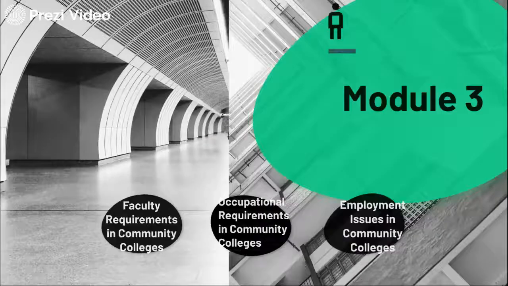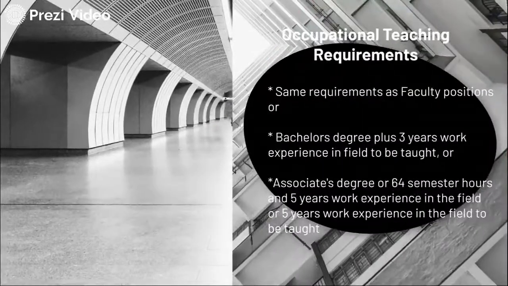For occupational requirements, all those requirements just listed are similar, or the candidate could have a bachelor's degree plus 3 years work experience in that same field, or an associate's degree or 64 semester hours and 5 years work experience in the field, or 5 years work experience in the field to be taught.